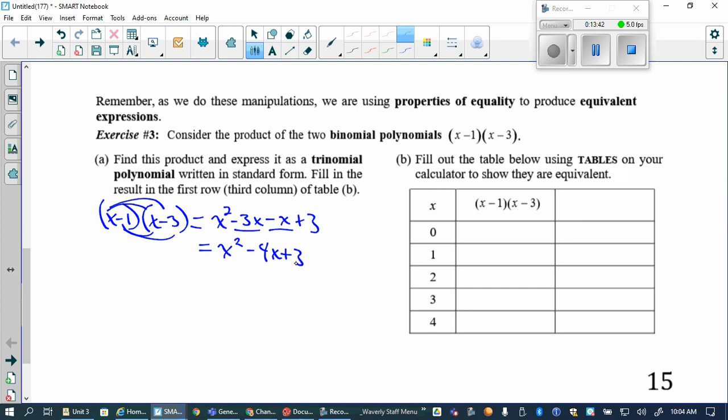Okay, so that's what they want you to do in this table here, and you can use your calculator to do that, right? So the trinomial is going to be our x squared minus 4x plus 3. And we're going to let the calculator do the table of that. I mean, we can plug it in. Yeah, we've done stuff like this, right? So let's put both of these into our graph. We're not worried about the graph, right? We just want a table of values, yeah?